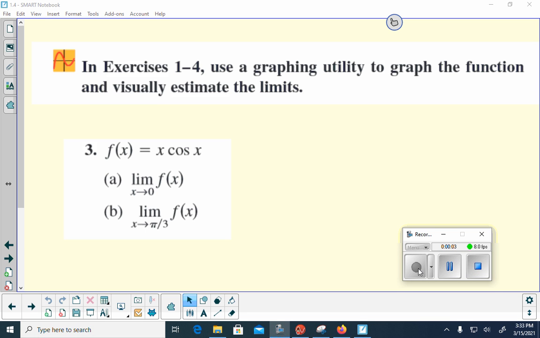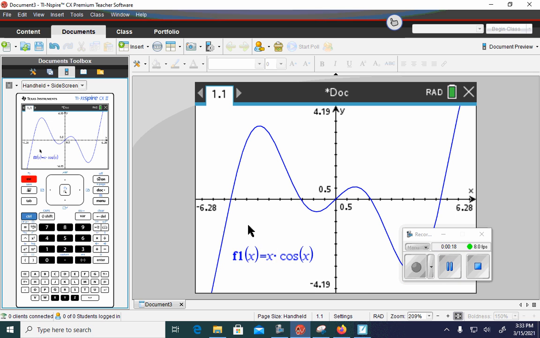I'm going to go over the homework for section 1.3, which is evaluating limits analytically. So the first one, numbers 1 through 4, says use a graphing utility to graph the function and visually estimate the limits. So I pick up my calculator, I type in x times cosine of x, and I had to put that multiplication sign in.